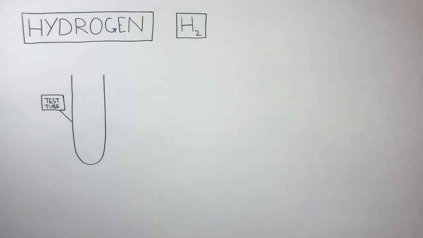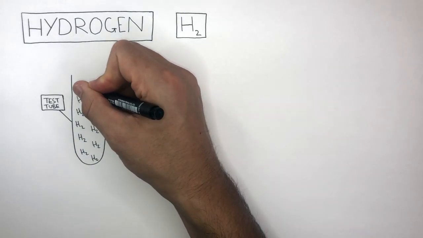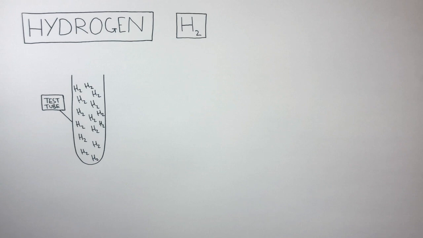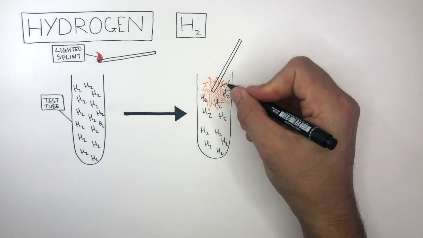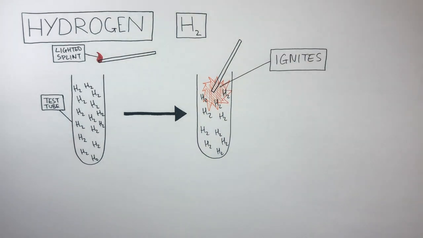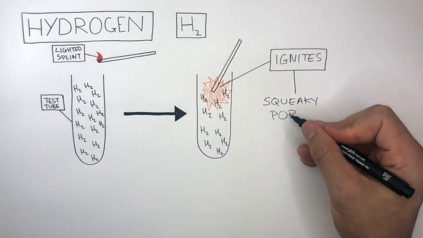So to do this, you need a test tube full of hydrogen gas, which is represented here by the hydrogen molecules. You then take a lighted splint, which is a thin piece of wood set on fire, and place it inside the test tube, which will cause the lighted splint to ignite. And this causes a squeaky pop to be heard.